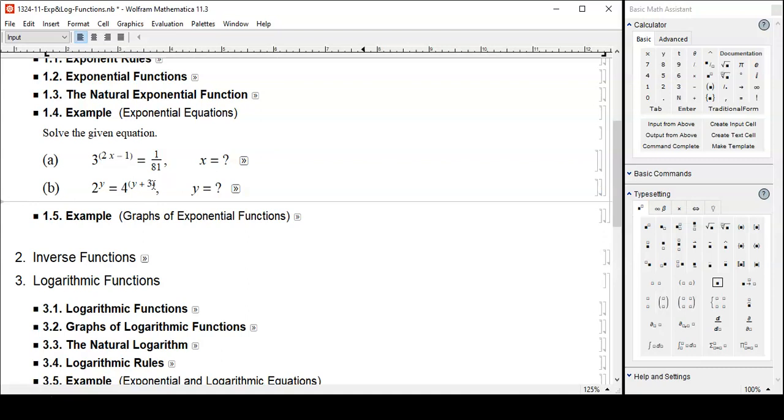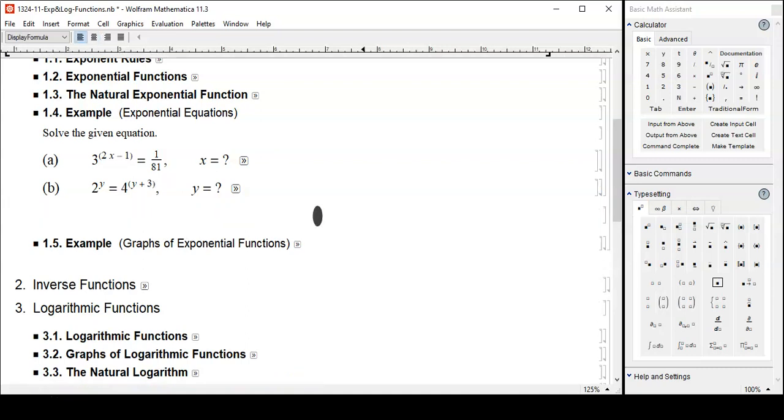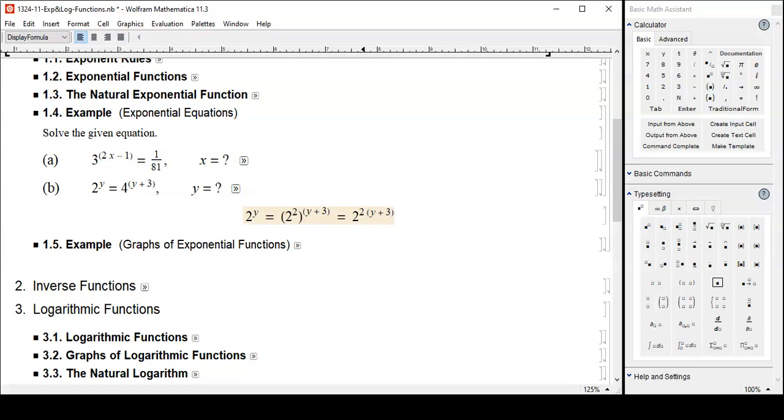How about this one here? Again, the same idea. 2 to the y power is equal to 4 to the y plus 3 power. But then again, 2 and 4 are intimately related to each other. That's 2 to the 2nd power. So we can use the exponent rule, multiply the powers, 2, and then 2 times y plus 3 power, which is 2 to the, let's see, 2y plus 6 power. Is that right?